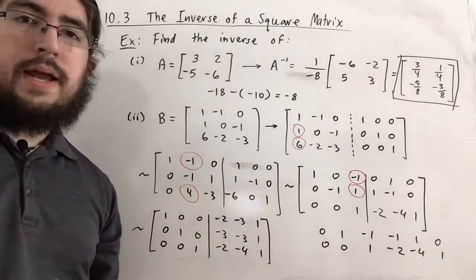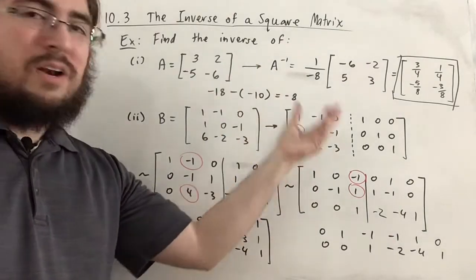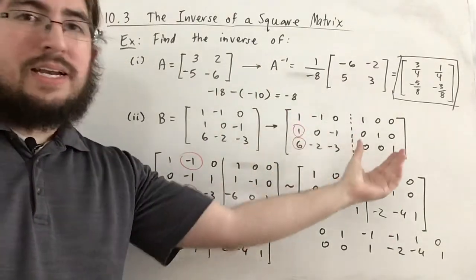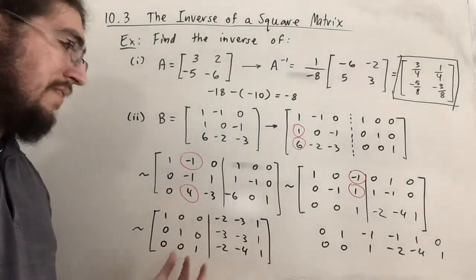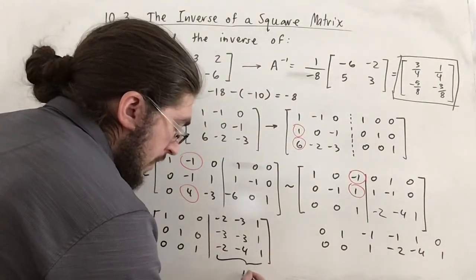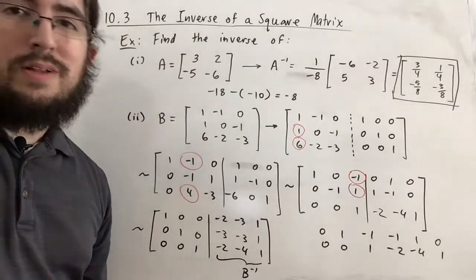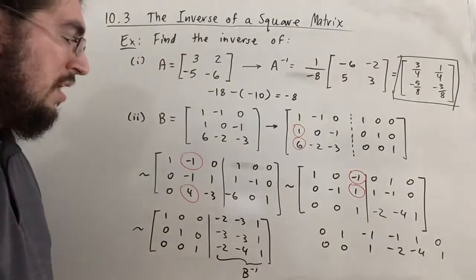Whew, nice. So notice, we've gone through this process. We started with the matrix on the left, identity on the right, and now we have the identity on the left and this new matrix on the right. So this new matrix better be B inverse. And, well, it should be. I'll allow you to check that on your own.